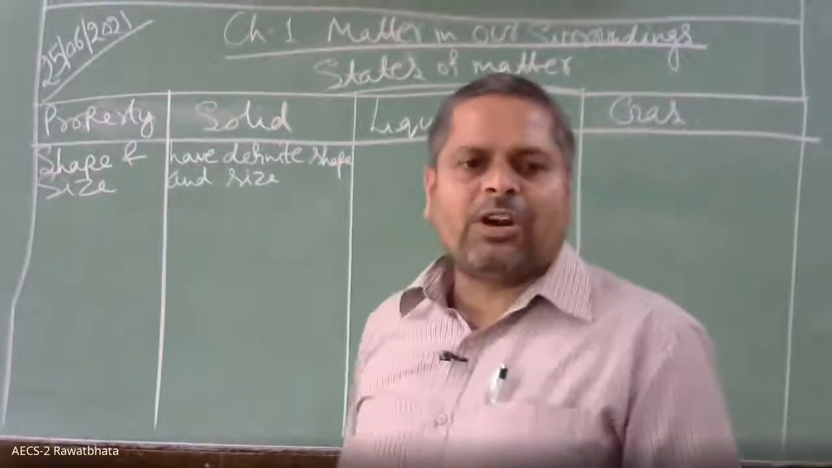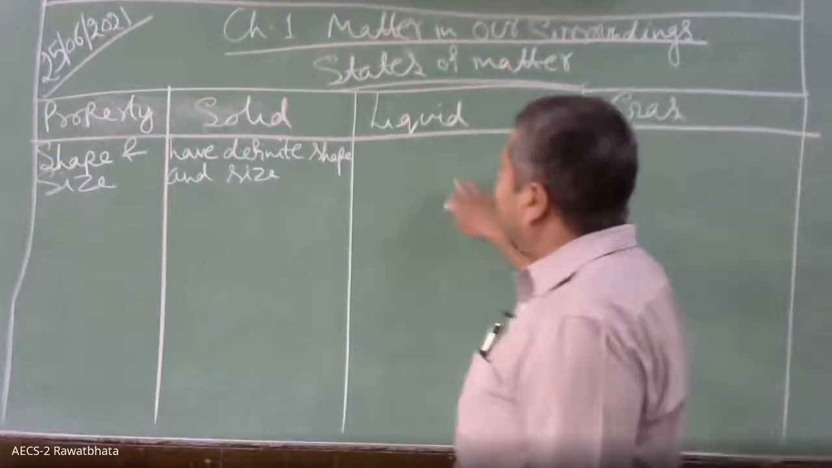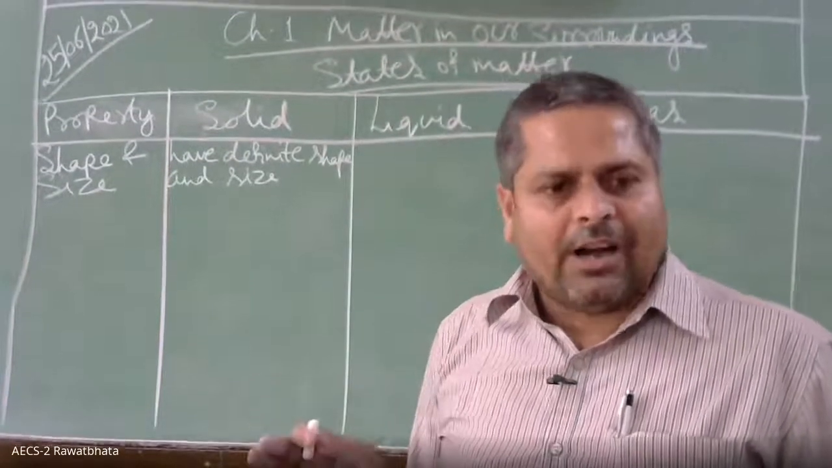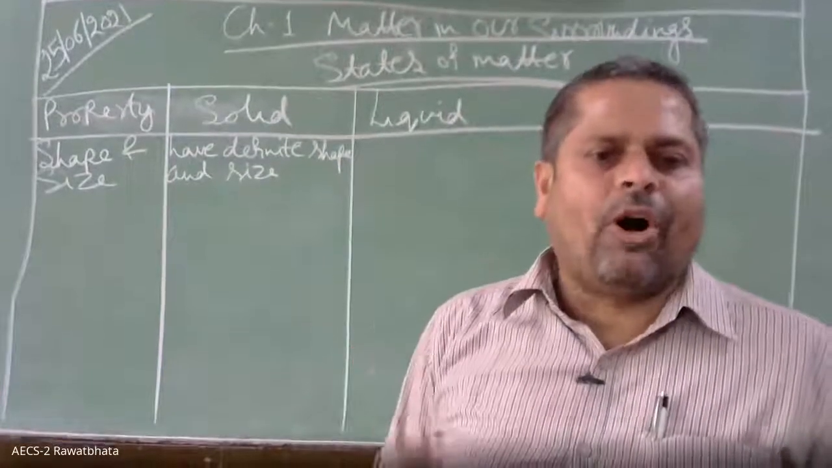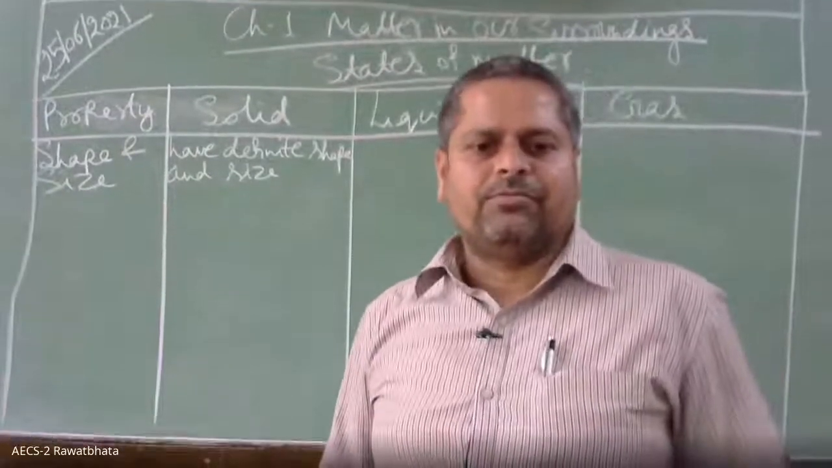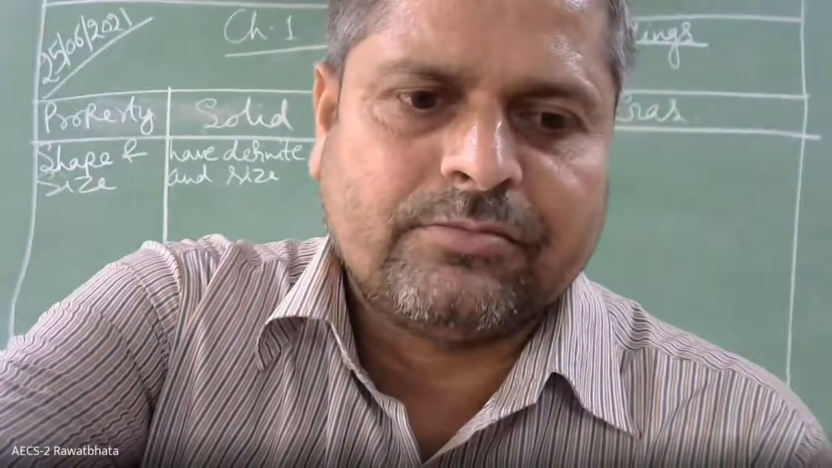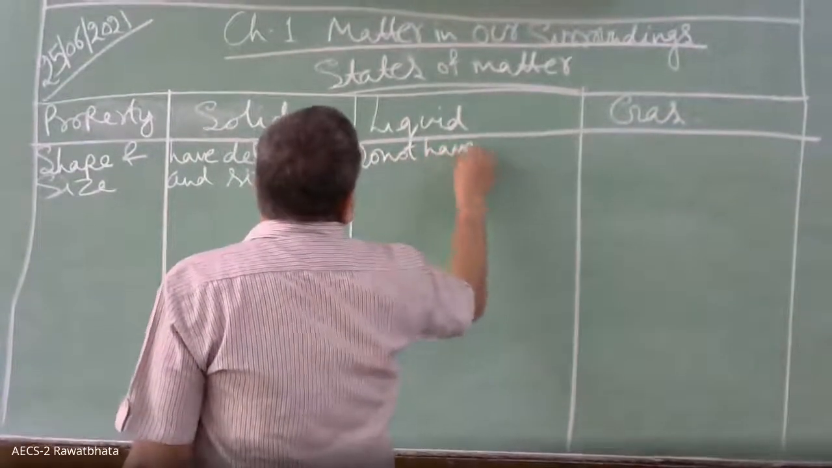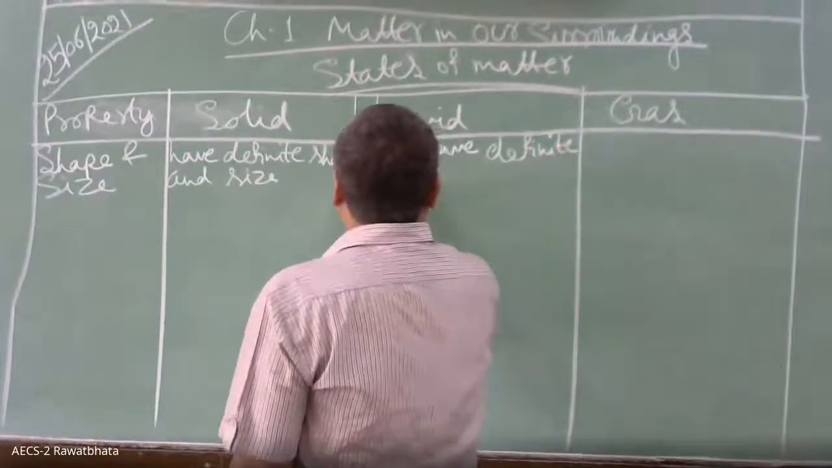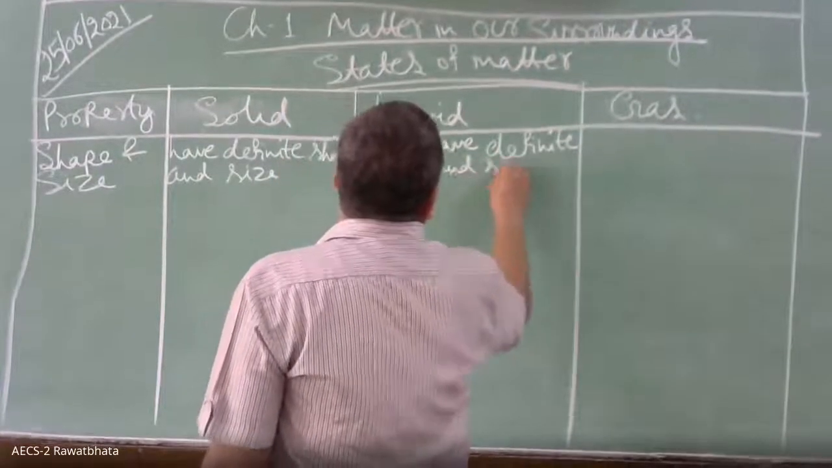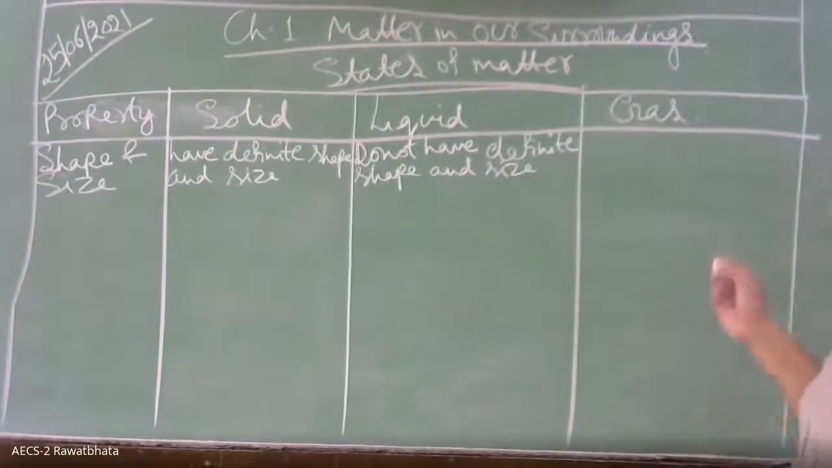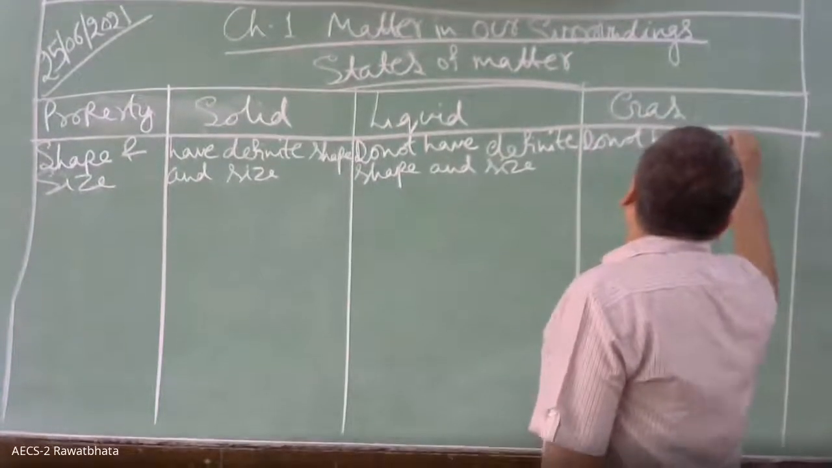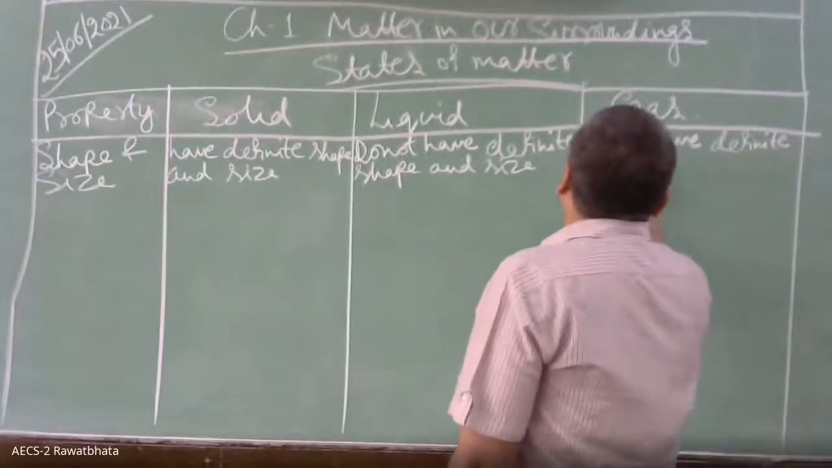What about liquid? Liquids do not have definite shape and size. They occupy the shape and size of the container in which it is kept. Okay, children? So liquids do not have definite shape and size. Okay. Gas. Similarly, gas also does not have definite shape and size.